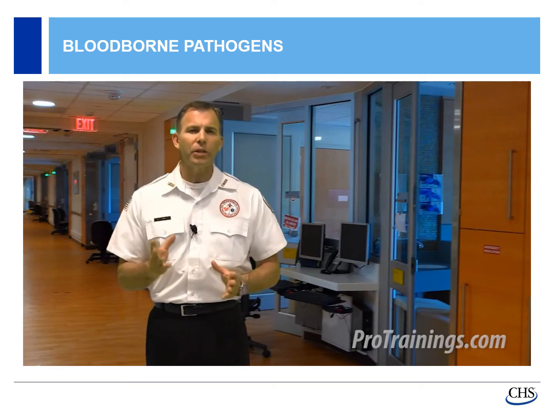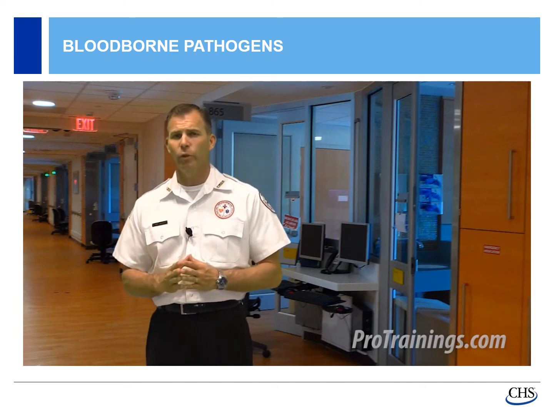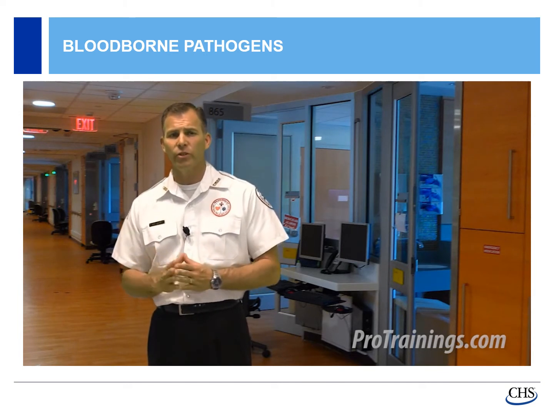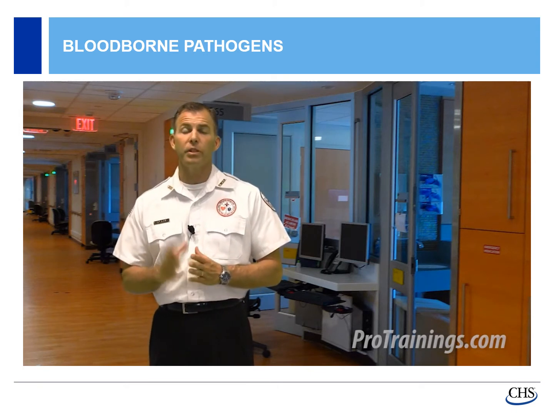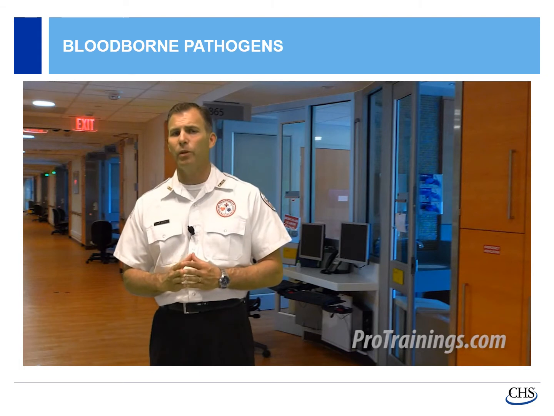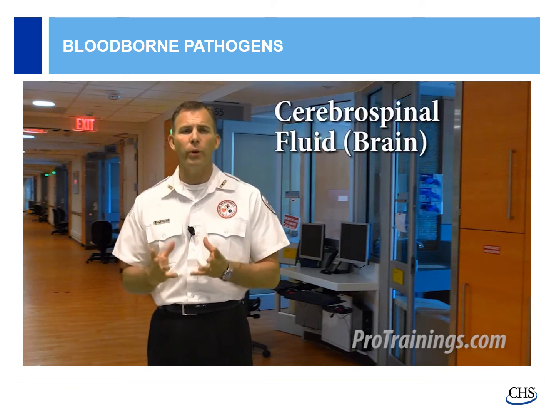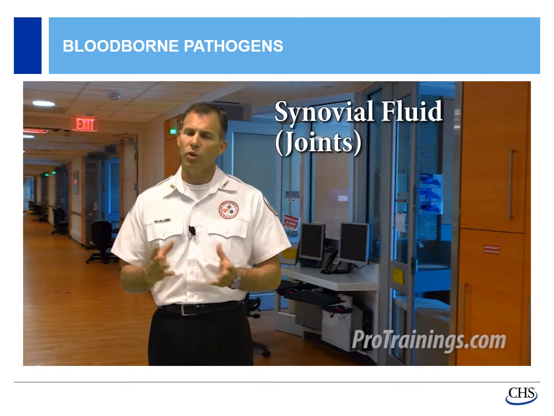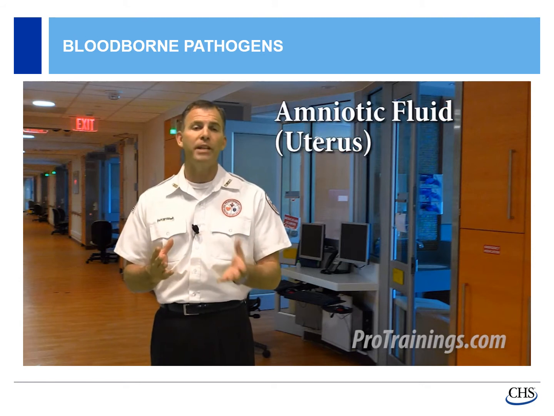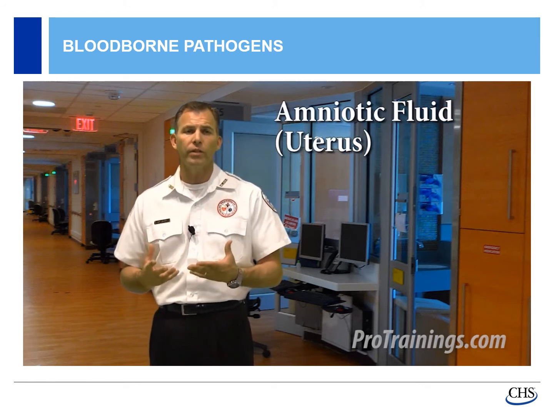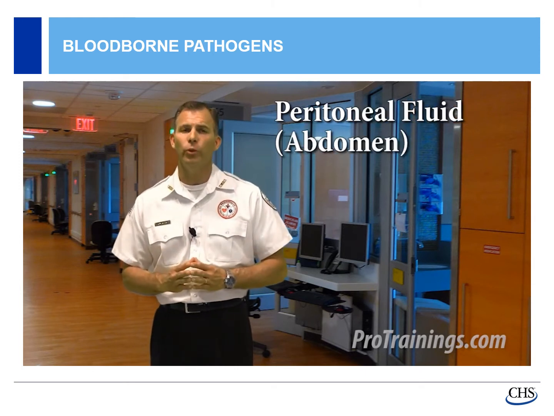The primary source of potential bloodborne pathogens is blood and specific body fluids, like semen and vaginal secretions. Other bodily fluids may contain bloodborne pathogens, especially those visibly contaminated with blood, such as cerebrospinal fluid, which is usually found around the brain, synovial fluid, most often found around joints, pleural fluid, which lines the lungs, amniotic fluid that is in the uterus, pericardial fluid, which is around the heart, and peritoneal fluid, which is around the abdomen.